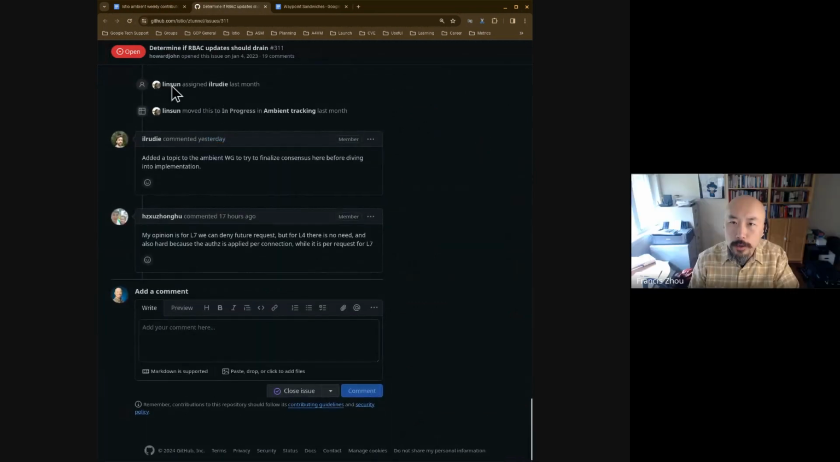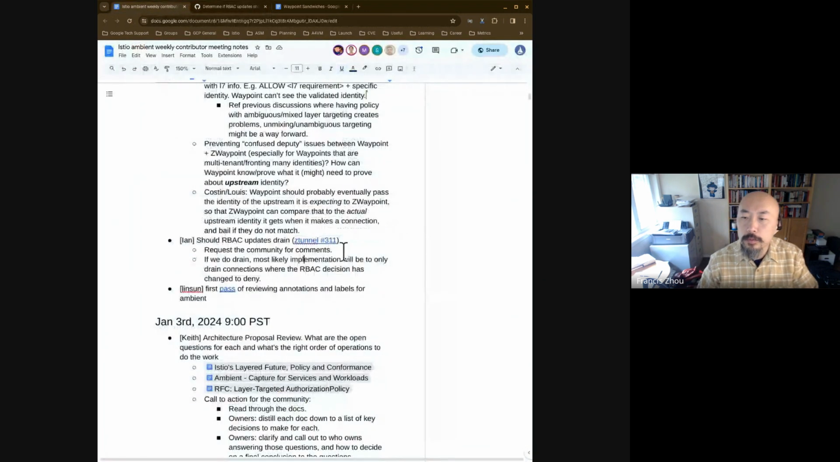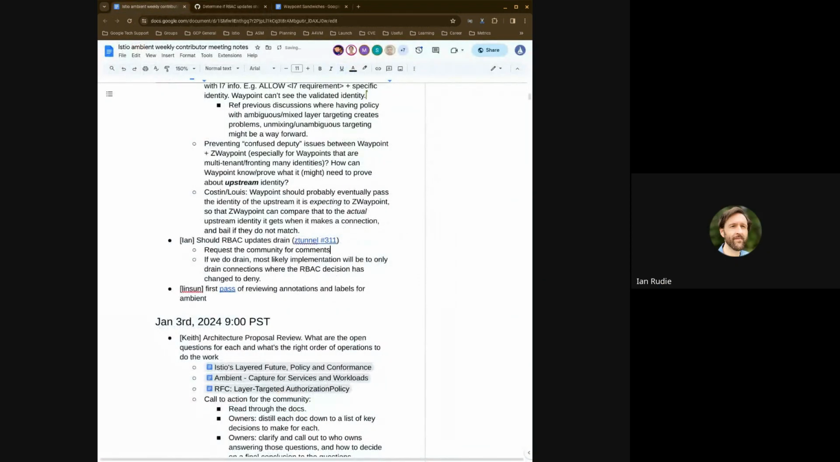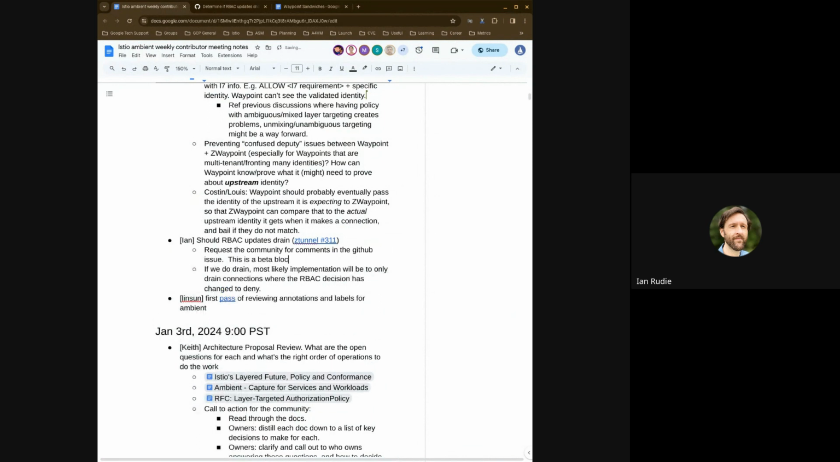What's your timeline? Are we trying to close this issue soon? I think this is considered a beta blocker. So we would like to either close as we're going to leave them open or begin implementation as soon as we can. I don't see a contention point for this. If I recall correctly from the GitHub issue, most people are in favor of reapplying the new RBAC update and draining the in-flight connections as soon as possible. Ian, do you see a contention point? I just want to make sure people understand the options they are evaluating.